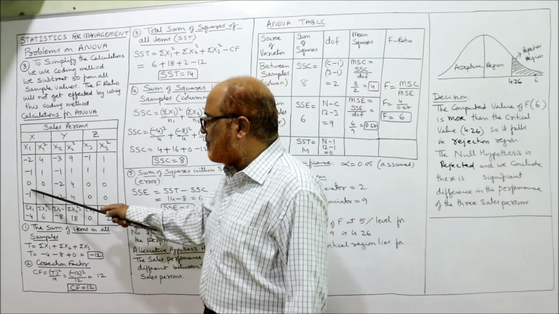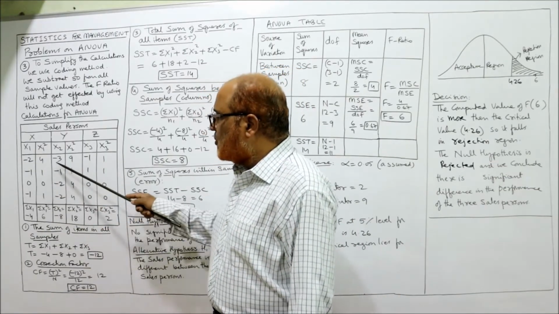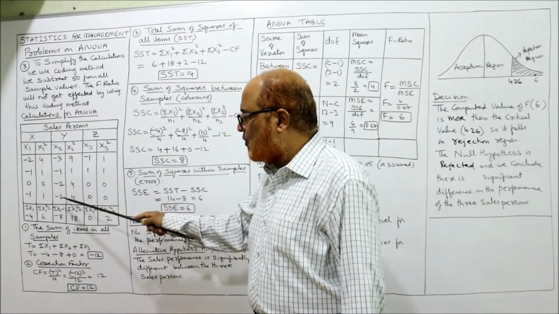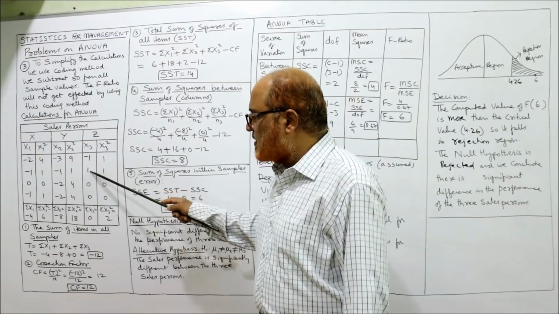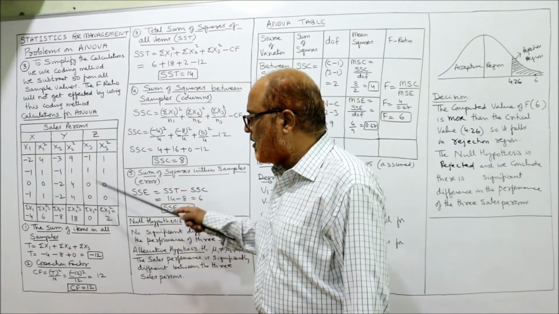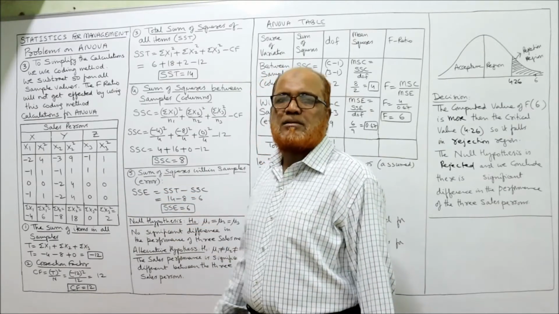Similarly, minus 2, minus 1, minus 4, minus 1, minus 4. So 3 3s are 9, 1 1s are 1, 2 2s are 4, 2 2s are 4. Total 18. This total minus 8: minus 1 plus 1 is 0. So 0 is the total. 1 plus 1, 2. That's it.